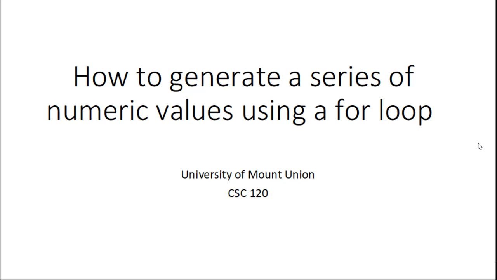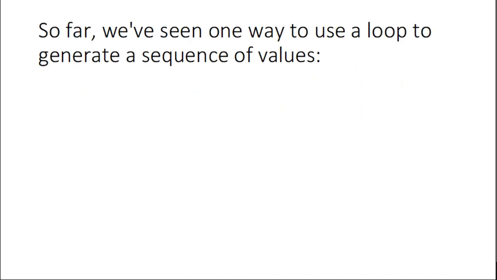To prepare for Lab 7, I want to talk about two different ideas for generating a series of numeric values using a for loop. So far, when we've looked at loops, and especially for loops, we've only seen one way to do this. Okay, so here's an example problem.